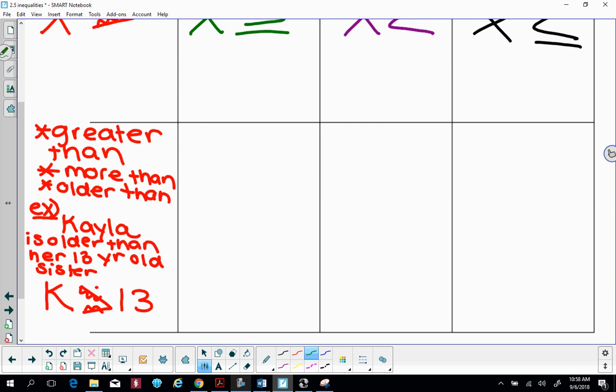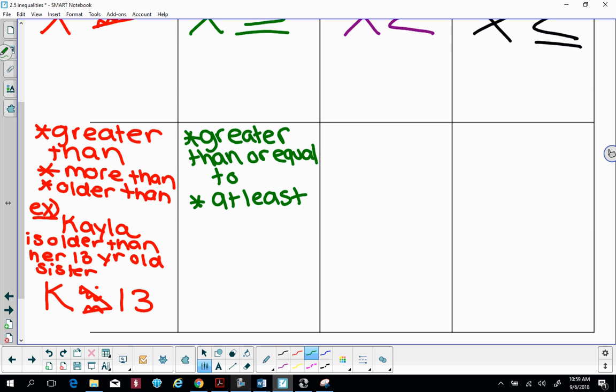All right, the next one is greater than or equal to. Remember, it has that line underneath it. And things like that can be at least. So if we see the word at least, we know it's greater than or equal to. Minimum. So like at least, minimum.